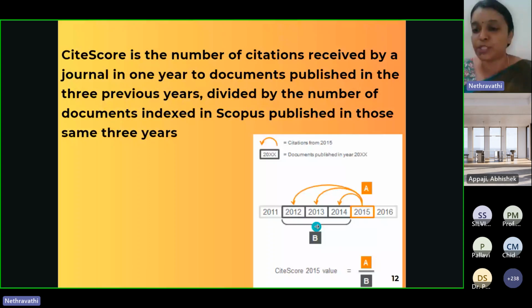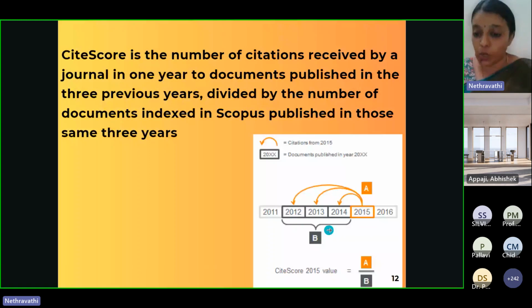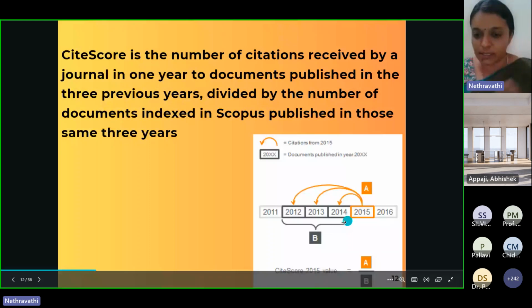In impact factor it is the total number of documents published in the previous 2 years. But in CiteScore, it will take the number of papers published in the previous 3 years. Suppose we want to calculate for 2015, then it will take the number of papers published in 2012, 2013 and 2014. So that is another difference. One difference is who calculates it: Web of Science journals for one, Scopus indexed journals for the other. Basically the formula is the same, but the numbers differ.